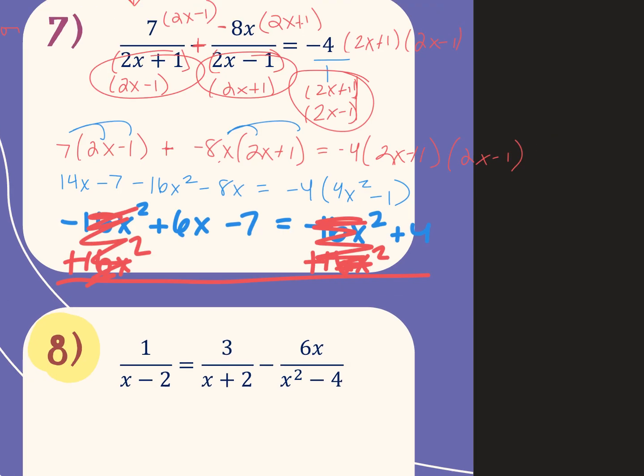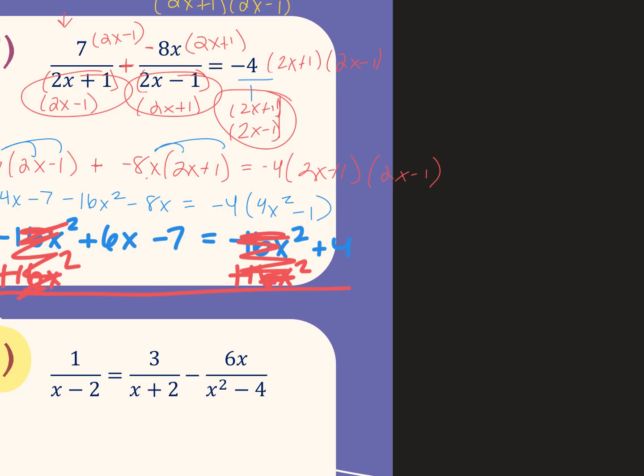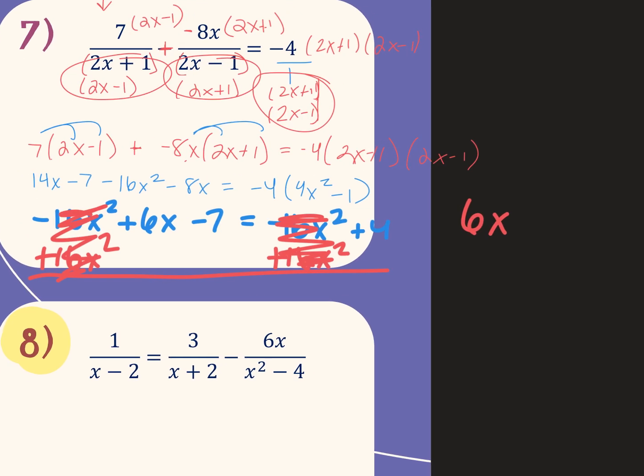So I'm going to write it over here. I'm going to leave 6x on this side. How do I move 7 to the other side? I'm going to add 7. What's 4 plus 7? 11, good. And then I'm going to do what? Divide both sides by 6. So x equals 11 over 6.